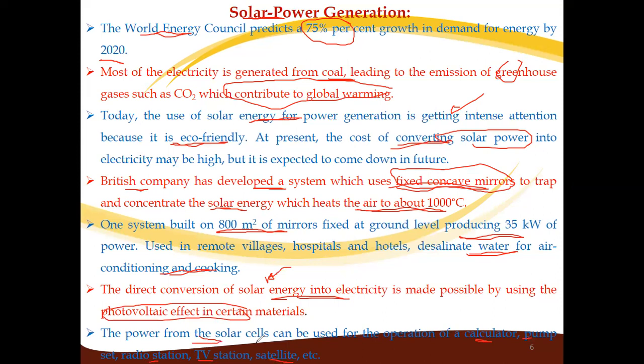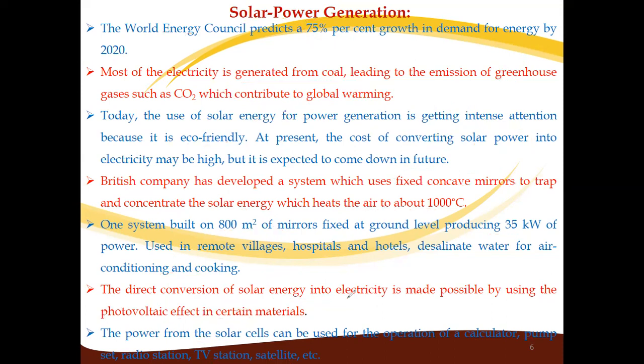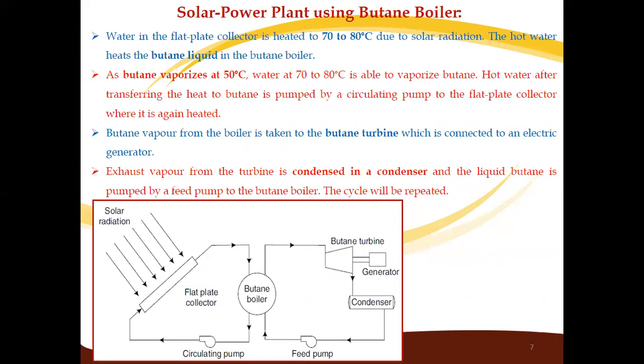So we'll see the different types of power generation using different methods by which we can convert solar energy into electricity. The first solar power generation is by using a butane boiler. So this is the solar power plant using a butane boiler.